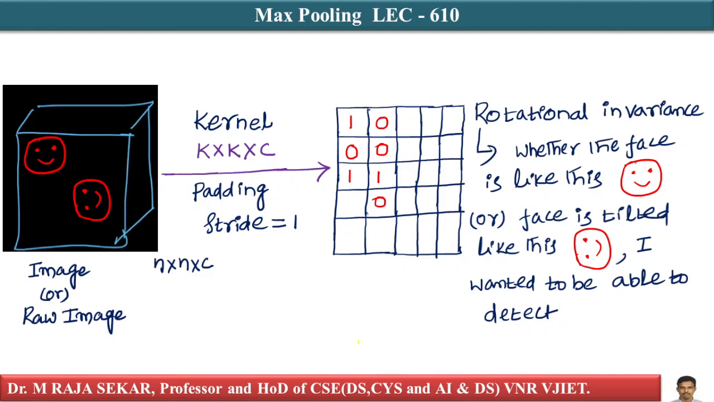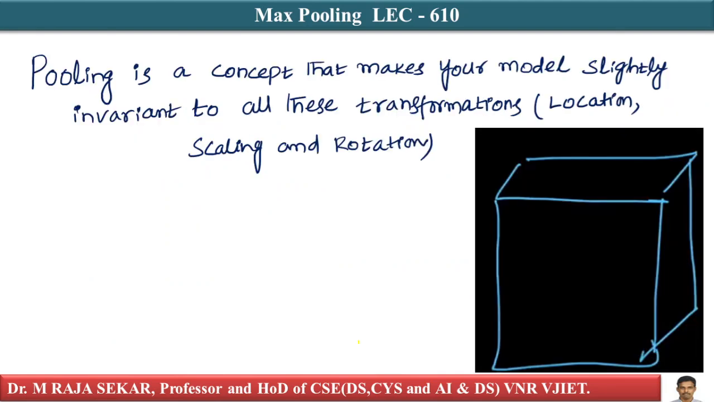So pooling is a concept that makes your model slightly invariant to all these transformations, meaning location, scaling, and rotation, isn't it? The way it does is very interesting, and I will explain how it does. The inspiration comes from biology.